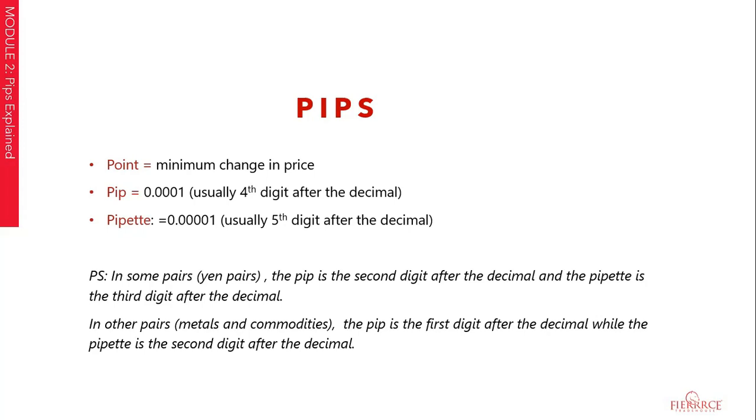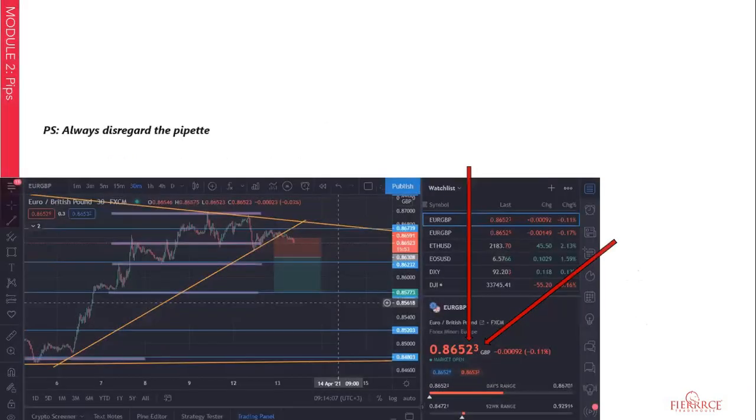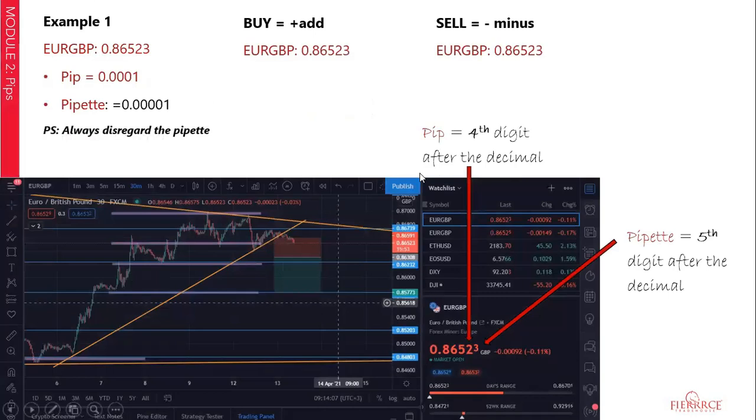Let me show you a real example. Let's look at a normal currency pair like Euro GBP. It has 1, 2, 3, 4, 5 digits, so it's quoted as 0.86523. This is the base currency, and this is the quote currency. What that means is that if you exchange 1 euro, you'll get 0.86523 GBP. So in this case, the pound is stronger than the euro.